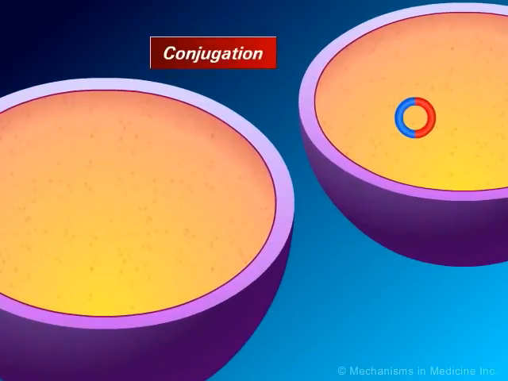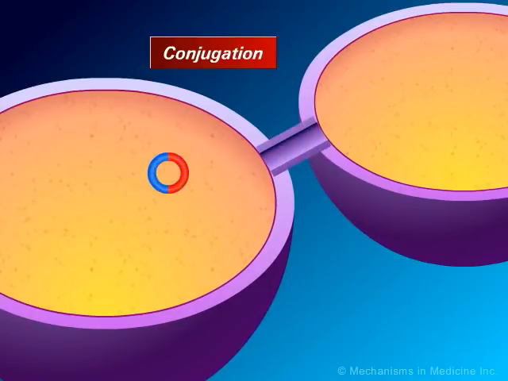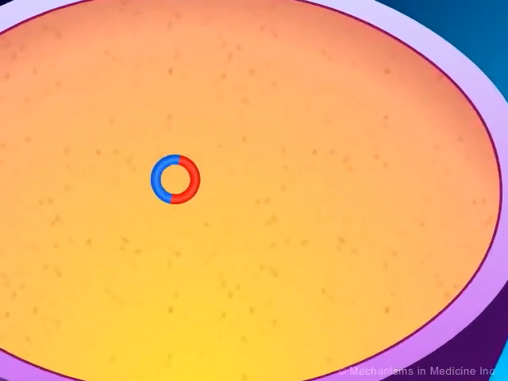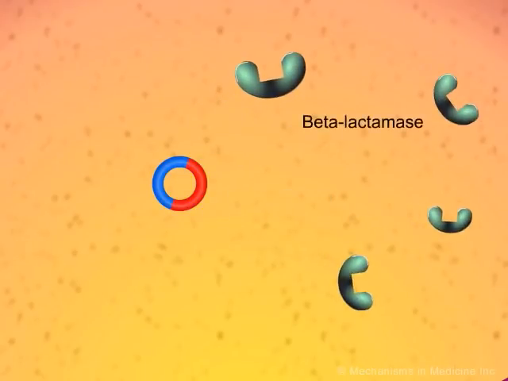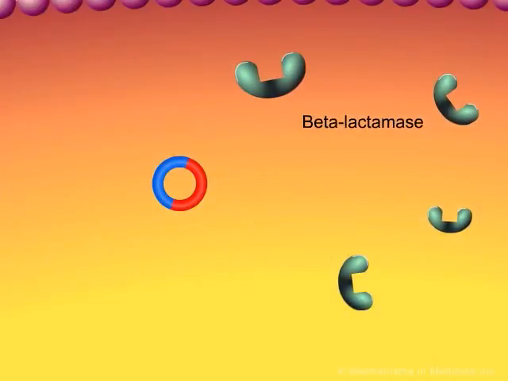Bacteria are capable of passing these resistance plasmids to each other by conjugation. When two bacteria come into close contact with each other, a small channel is created between them, which allows one of the bacteria to pass a copy of the resistance plasmid to the other. If the plasmid is transcribed and translated, the bacteria will begin to produce inactivating enzymes. These enzymes, capable of destroying beta-lactam antibiotics, are known as beta-lactamases.